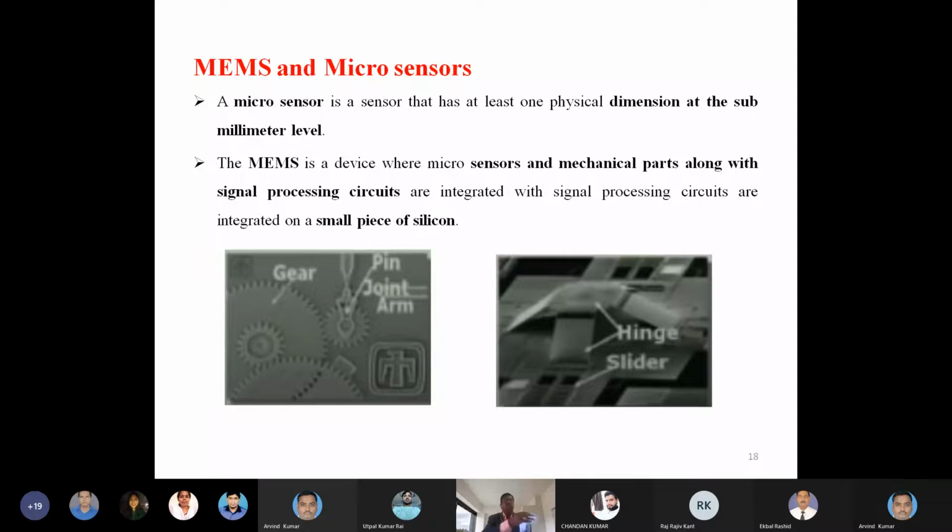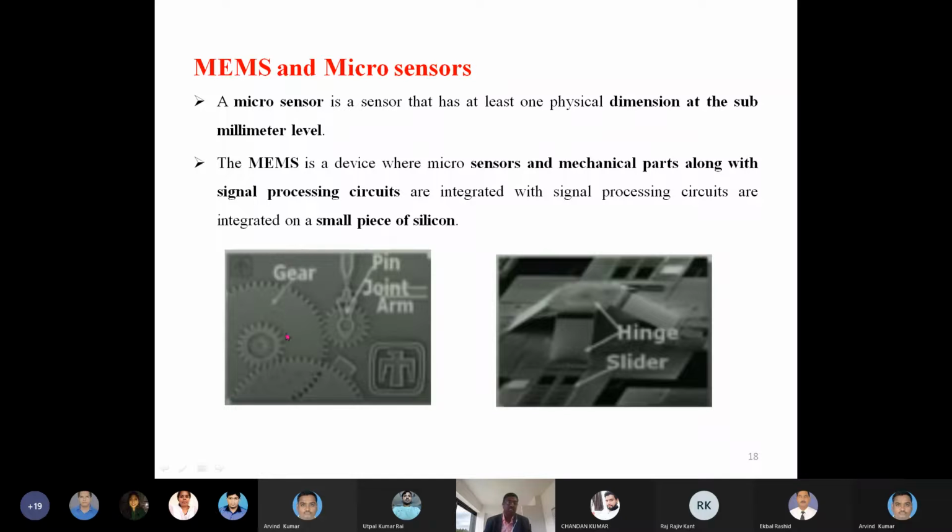Now coming to the MEMS and the micro sensor, there are two things, micro sensor and MEMS. Sensors are very common in all mechatronic systems, and no system can be provided without any sensors. The difference between the sensor and the micro sensor is only the physical dimension. Micro sensors are also sensors, but they have at least one physical dimension at the sub-millimeter level. So it is very small in nature.